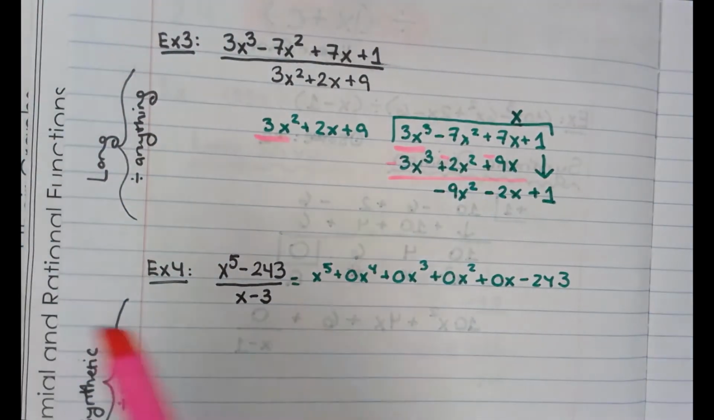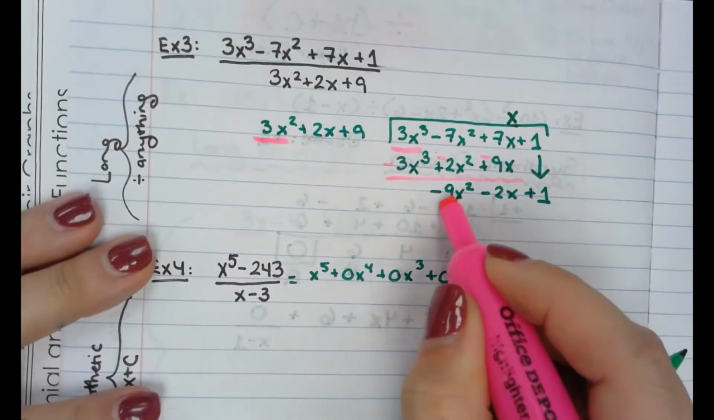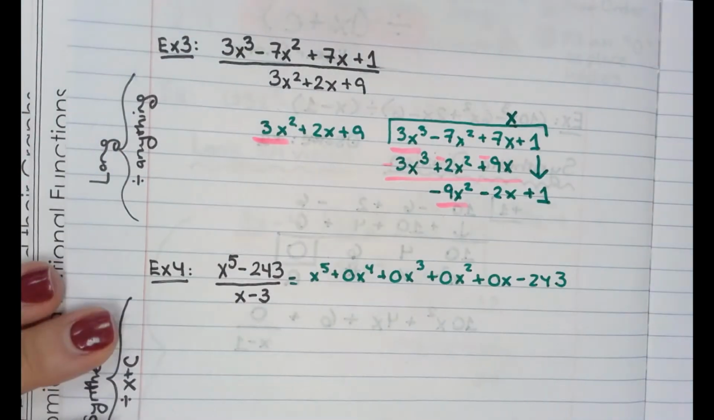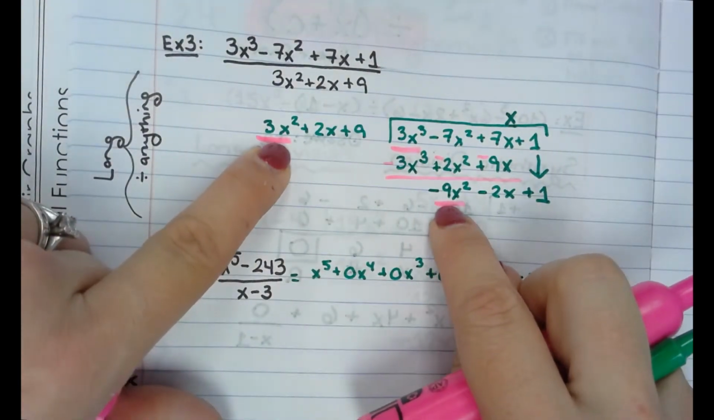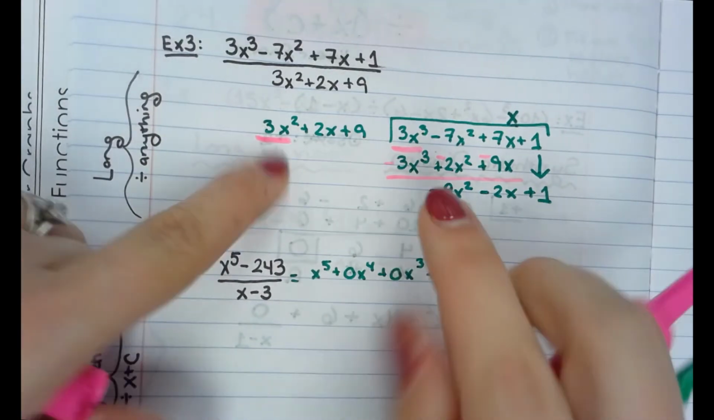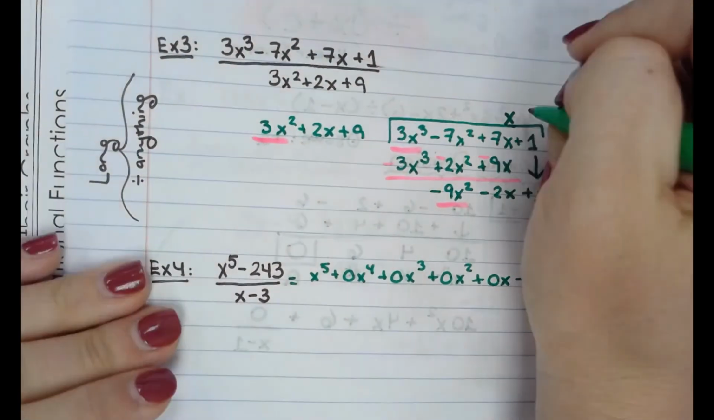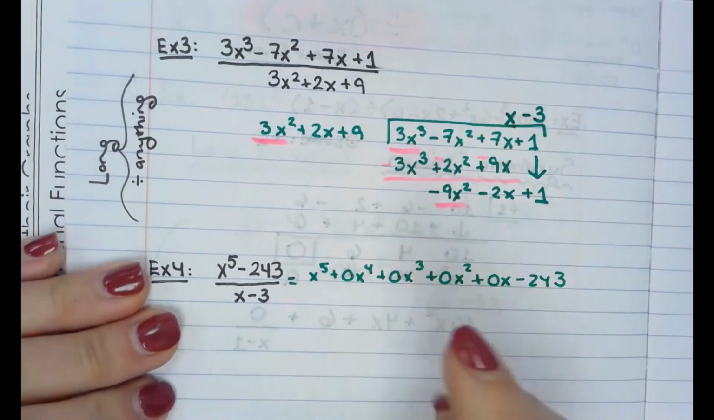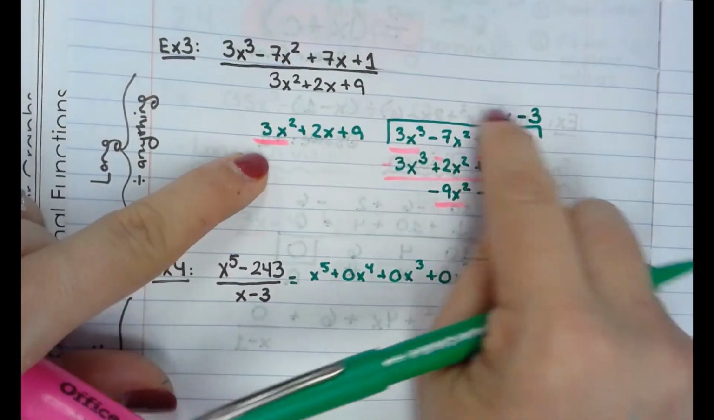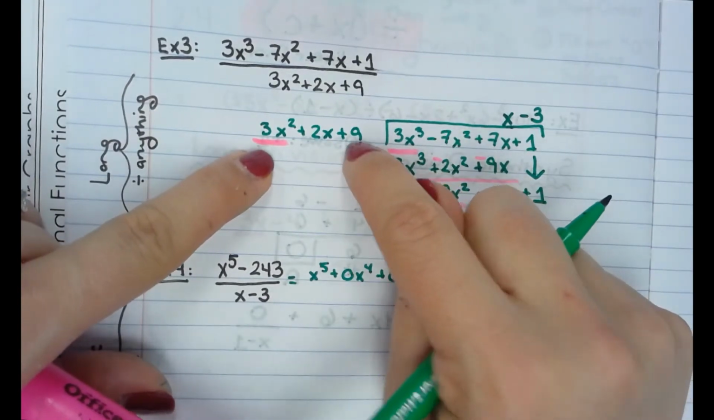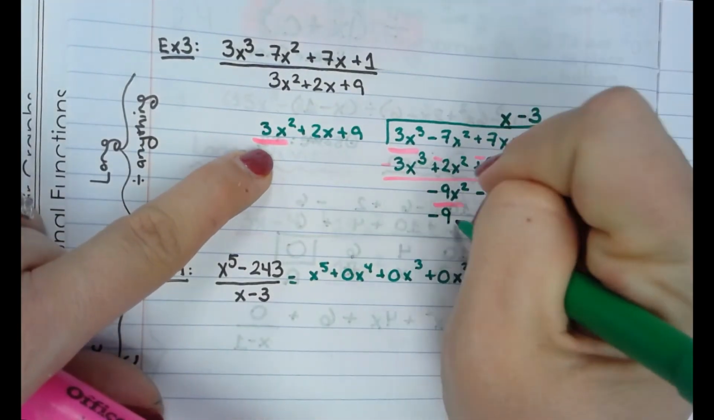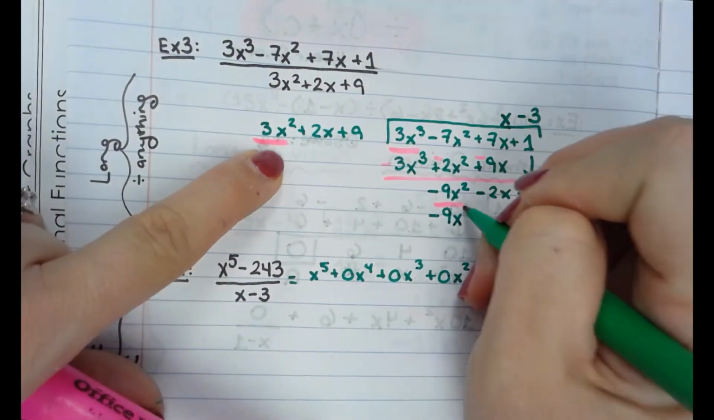Okay, focus. First term to first term. What times 3x squared will get you to negative 9x squared? Negative 3. Okay, notice that we are at the end, so anything after this will be a remainder. Okay, distribute, distribute, distribute. Negative 9x squared. They match.